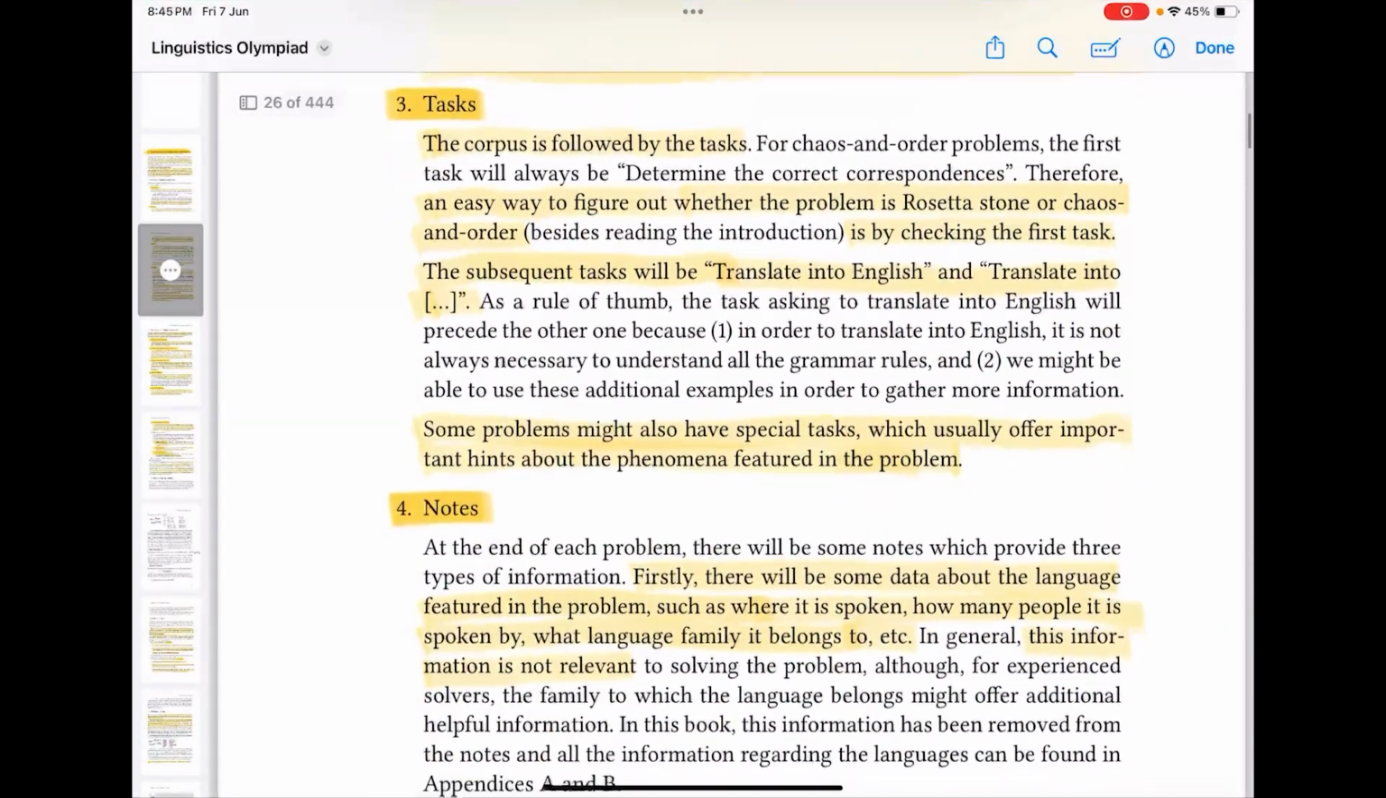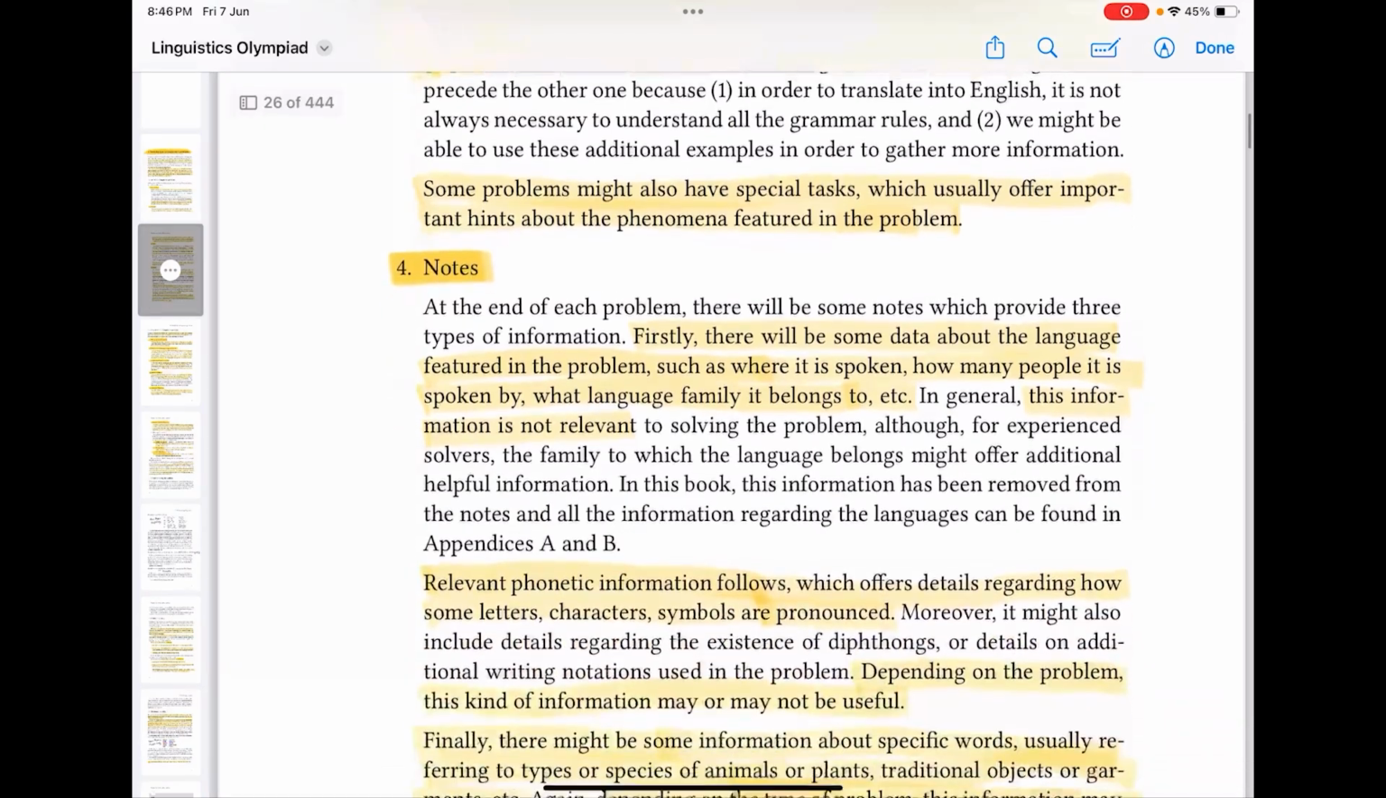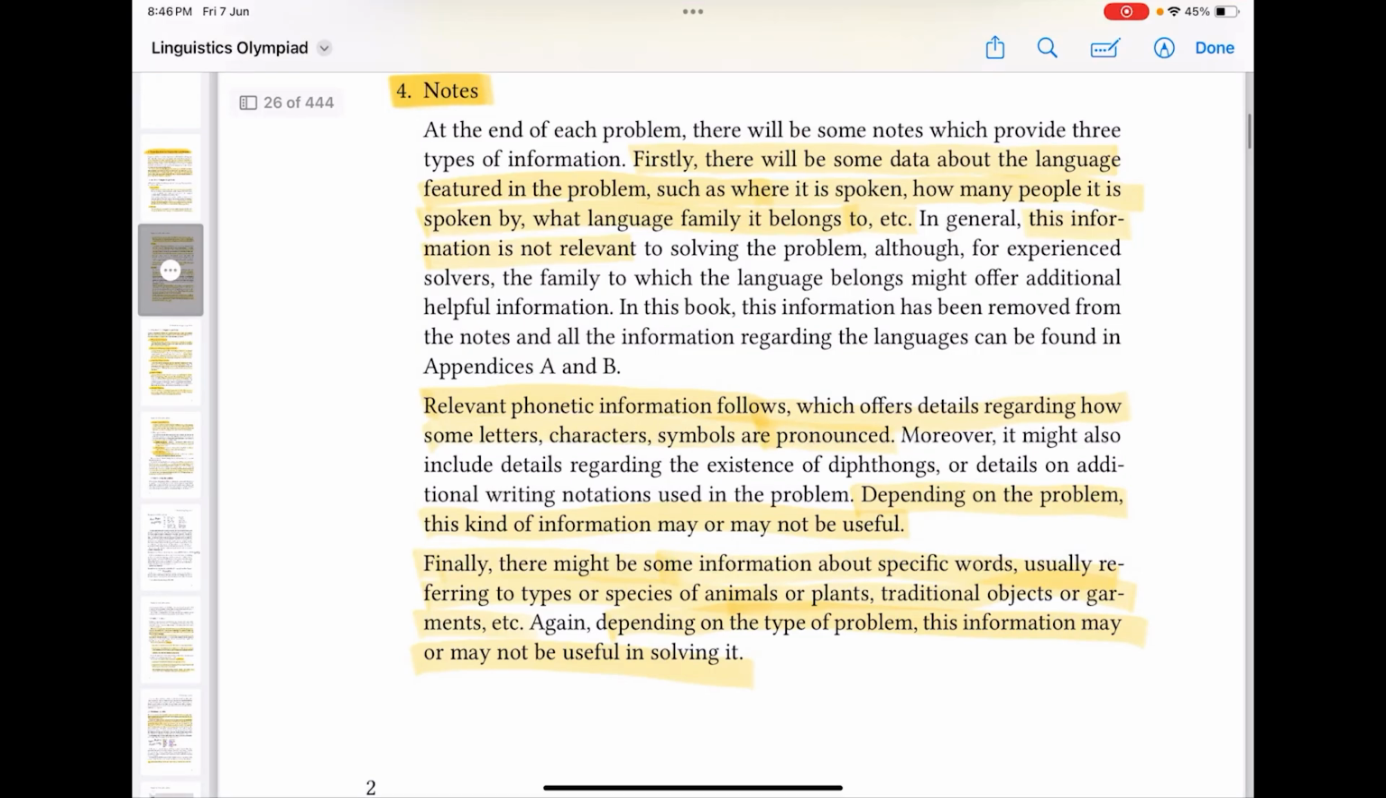Now, how you actually earn points is through the tasks, of course. If it is the Rosetta Stone problem, the ordered one, or the chaos and order one, it is quite easy to identify them through the tasks. Because if the task says match the following or something, it's a chaos and order problem. And if it is not written, or it says translate into English or whatever, it is usually a Rosetta Stone problem.